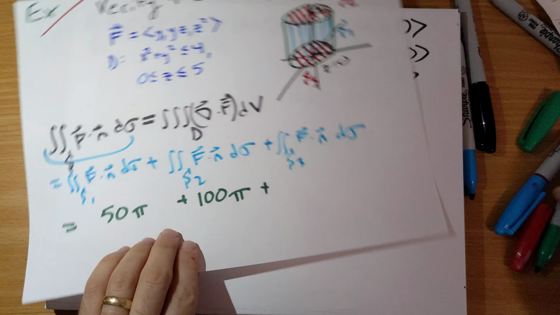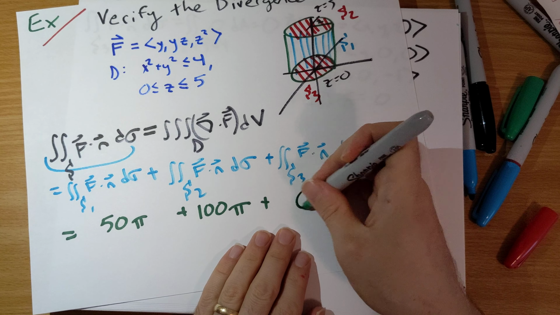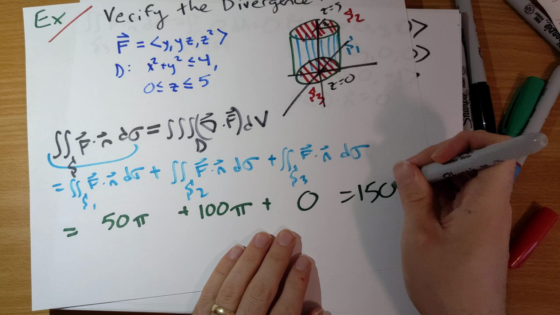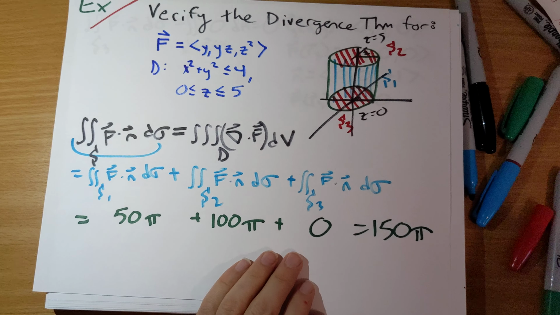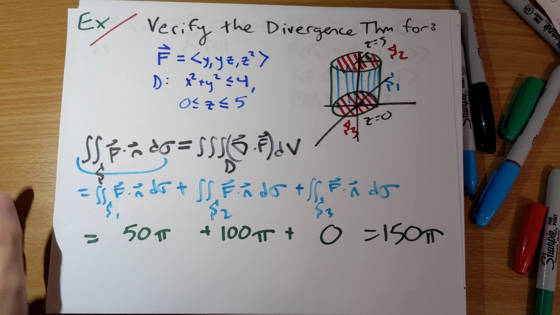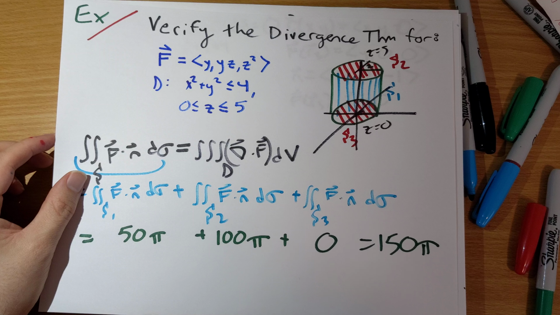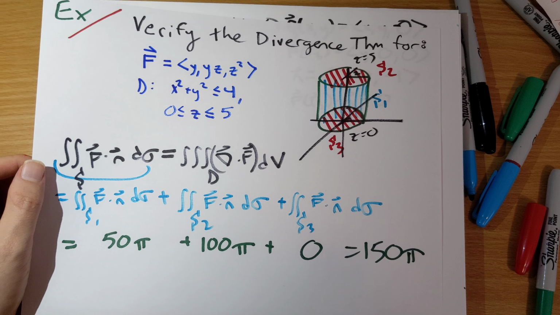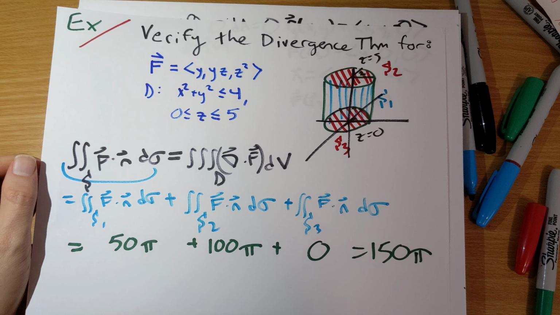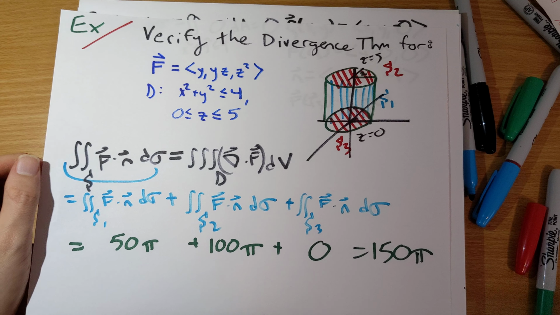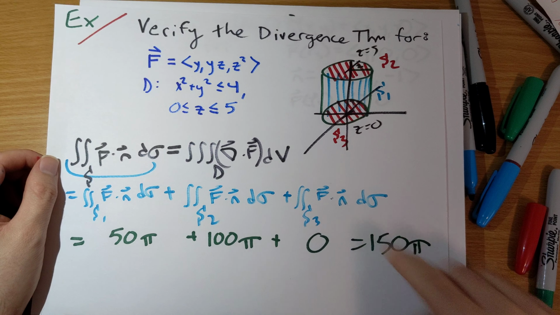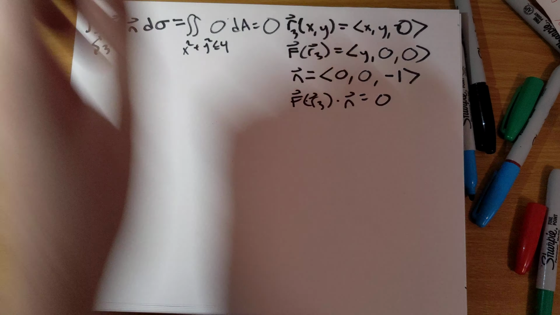So what do we have here? 50 pi plus 100 pi plus 0. So the left side of our divergence theorem is 150 pi. Okay, so that is one calculation. Now we need to do the other calculation. We need the divergence here. So the divergence of F.